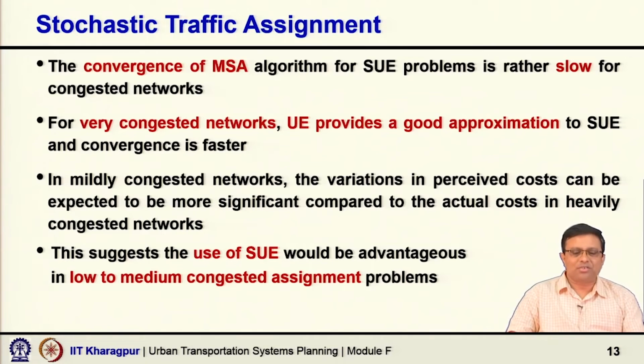So, the convergence of the MSA algorithm for the SUE problem is rather slow for a congested network, and for a very congested network it is found that the user optimal equilibrium provides a good approximation to the stochastic user equilibrium, and the convergence is faster.